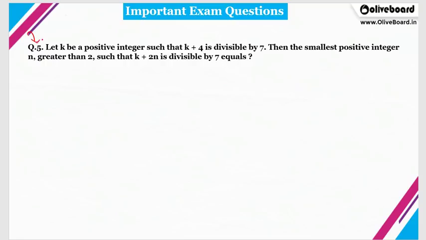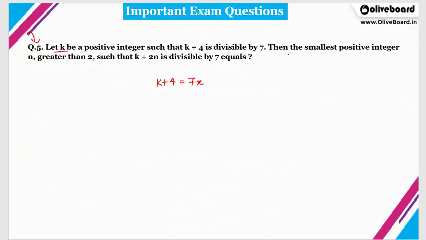Now the fifth question is, let k be a positive integer. So k is a positive integer such that k plus 4 is what? Divisible by 7. Okay, so if k plus 4 is divisible by 7, I can say that k plus 4 is equal to what? 7x, for example. Okay, since k plus 4 is divisible by 7, I can see that k plus 4 is a multiple of 7 and 7x is your answer.